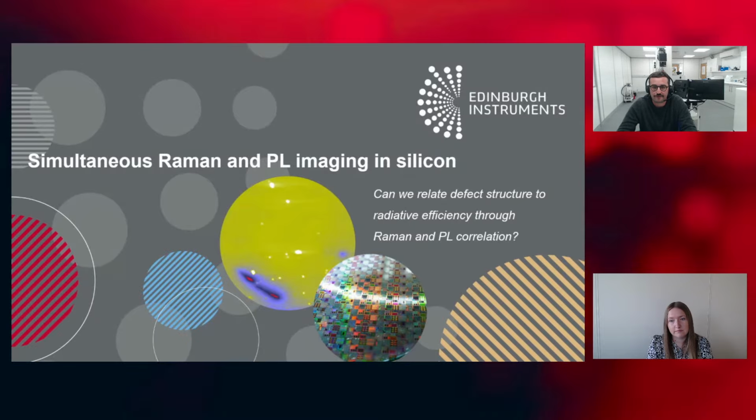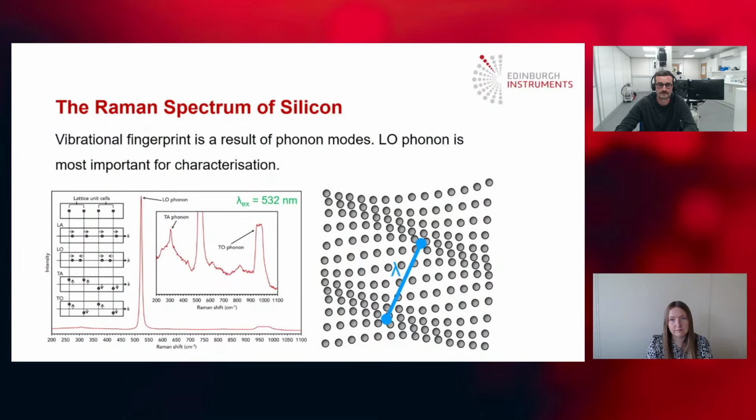So we now have hopefully a better understanding of what multimodal microscopy is and how it can benefit semiconductor research. So let's now turn to a case study that shows how performing simultaneous Raman and PL allows us to correlate defect structure to radiative efficiency in silicon. I'll start the discussion of this case study by covering the Raman spectrum of silicon and semiconductors in general.